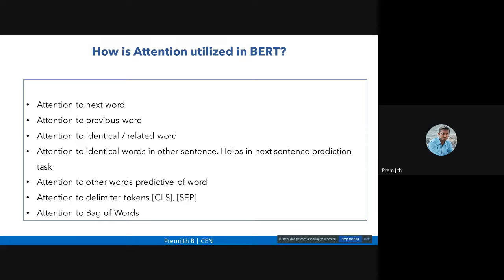Attention to delimiter tokens, CLS, SEP. So CLS and SEP are two tokens that we use to mark the beginning and end of sentences. If you have multiple sentences in a document, CLS is appended at the beginning, which marks the beginning of the data, and SEP is used to separate two sentences or two pieces of data, so it acts instead of a full stop, question mark, exclamation mark, etc. Okay, attention to bag of words or collection of words which occur more number of times. So attention is basically doing all these things in the BERT algorithm.